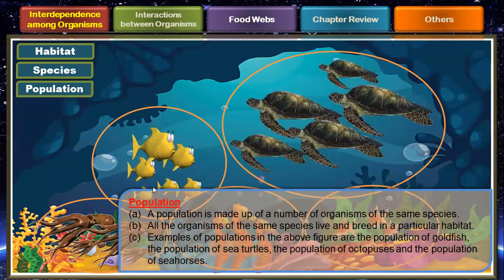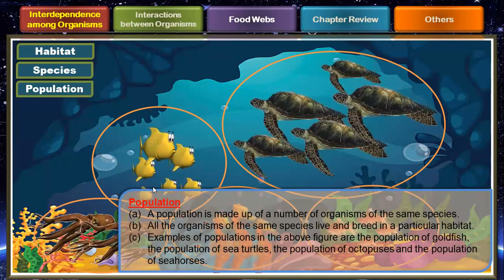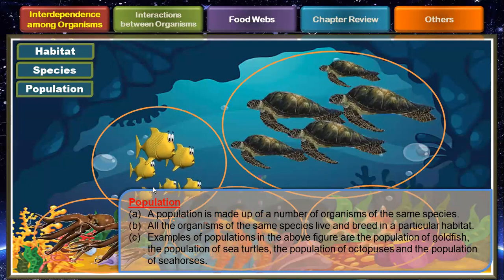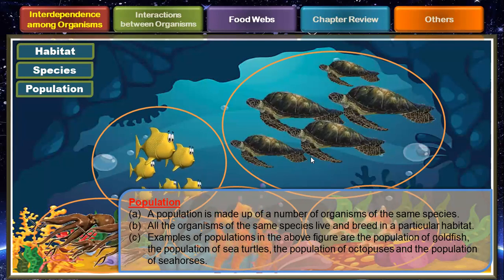Organisms of the same species live and breed in a particular habitat. So a population lives in the same habitat. Examples of populations in the above figure are the population of goldfish, the population of sea turtles, the population of octopuses, and the population of seahorses.